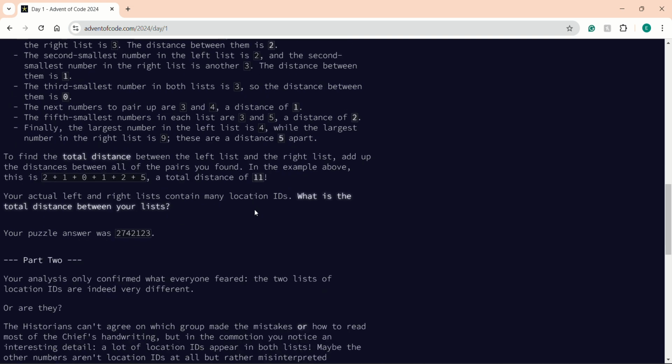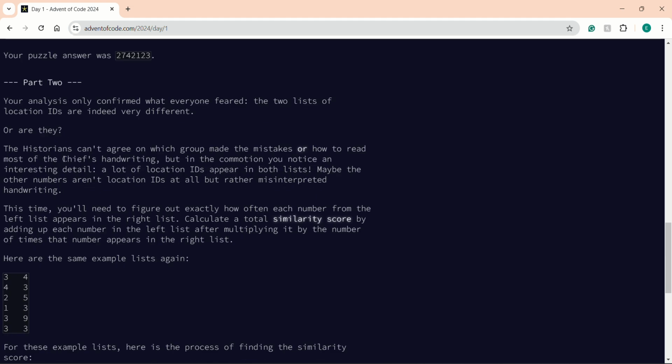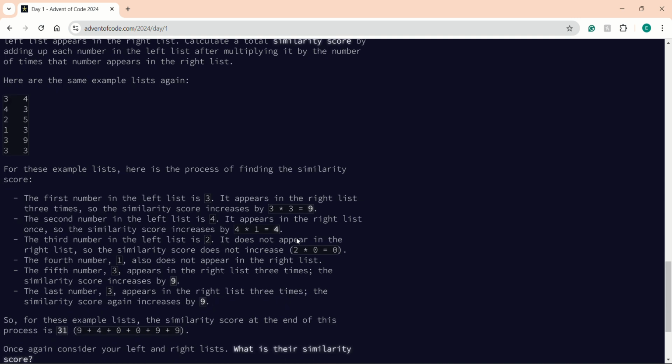Okay. So for Advent of Code, there's always a part one and a part two. So let's check out part two. So I guess the historians found out it's wrong, so what we need to do is calculate a total similarity score. Let's check it out again. For this example, the first number in the left list is 3. It appears in the right list 3 times. So what we need to do is 3 times 3, so we add the 9 to our sum.